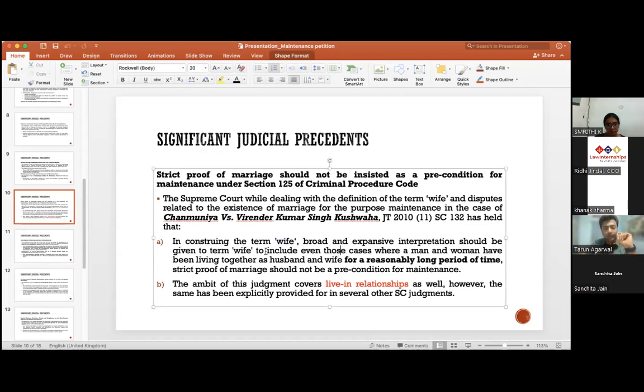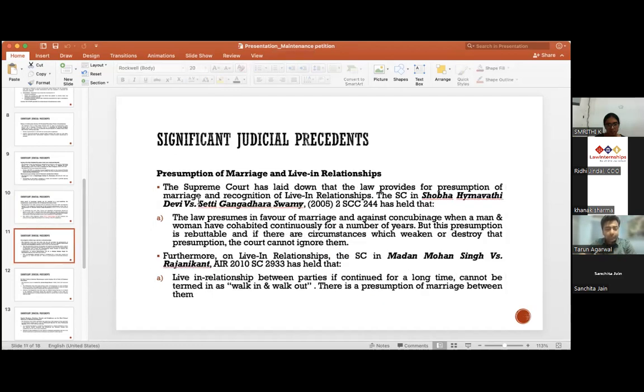That in construing the term wife, a broad and expansive interpretation should be given to the term wife to include even those cases where a man and woman have been living together as husband and wife for a reasonably long period of time. So, the ambit of the judgment now covers live-in relationships also.